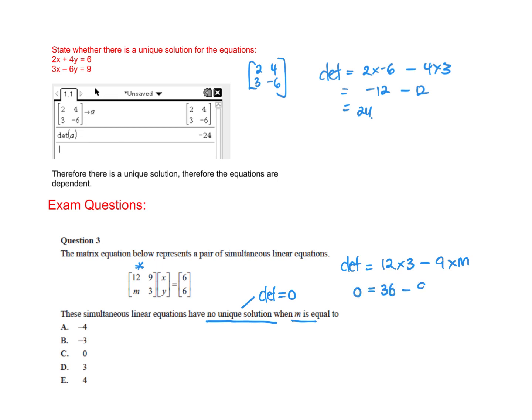So now you've got an equation, and you can just solve. If you're not good at algebra, that's okay. Just solve it for m. And what's that going to be? 4? So m equals 4.